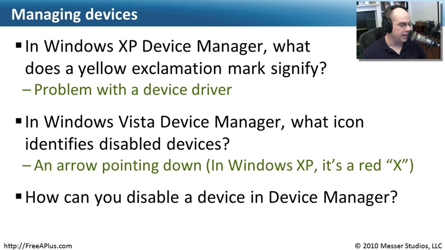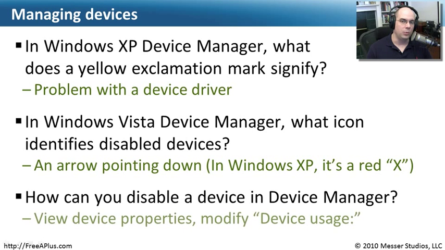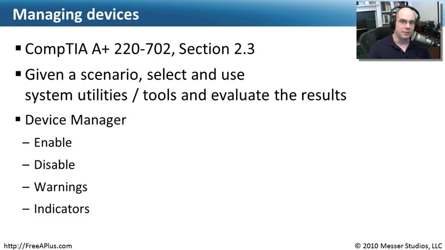And the last question is, how can you disable a device in Device Manager? Well, if you recall, we simply right mouse clicked on the device and looked at the properties and then changed the device usage. We also had the option in the right click menu to simply click the option to disable the device. And then you also got the option to re-enable the device right from that right click menu as well. That covers the requirements that we need to know all about our device manager.